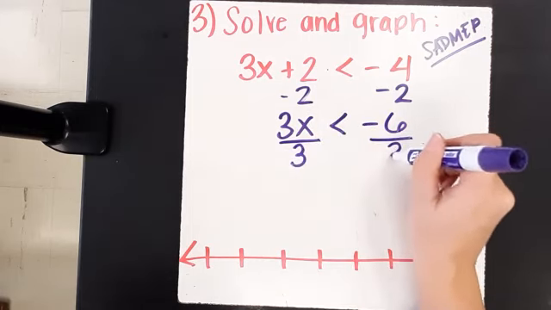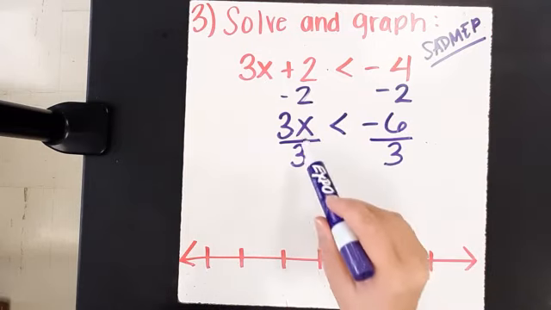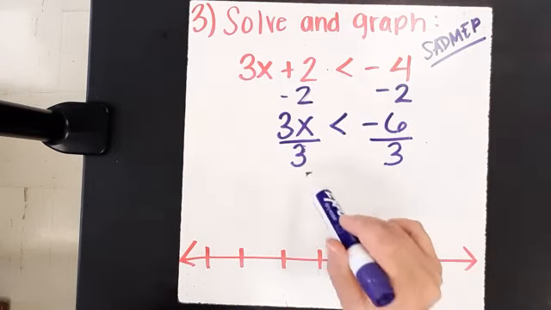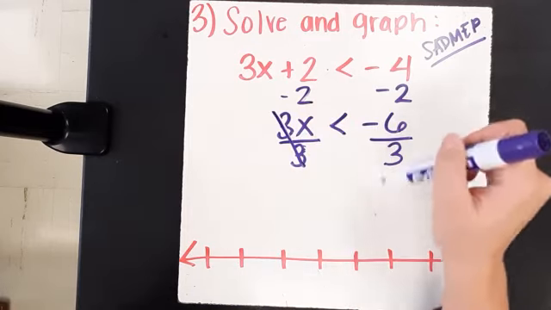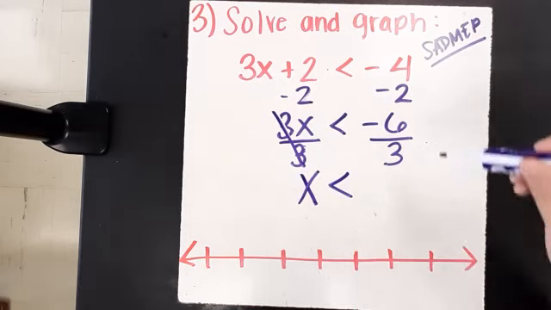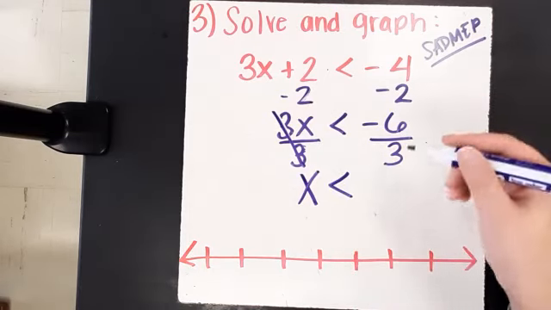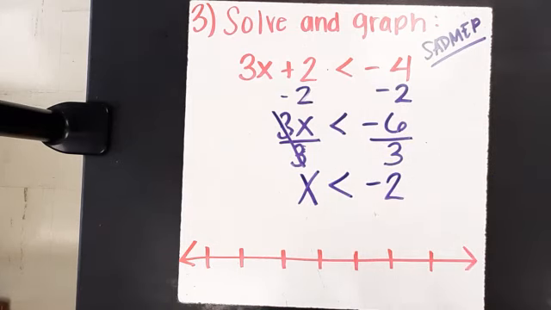I'm dividing by 3. Some of you are wondering if we have to flip our sign. We do not, because we're dividing by a positive. It's only when we multiply or divide by a negative that we would flip our sign. So I go ahead and cancel. On the left, I'm left with just x is less than, and on the right side, negative 6 divided by 3 leaves me with -2. So I'm graphing the inequality x is less than -2.